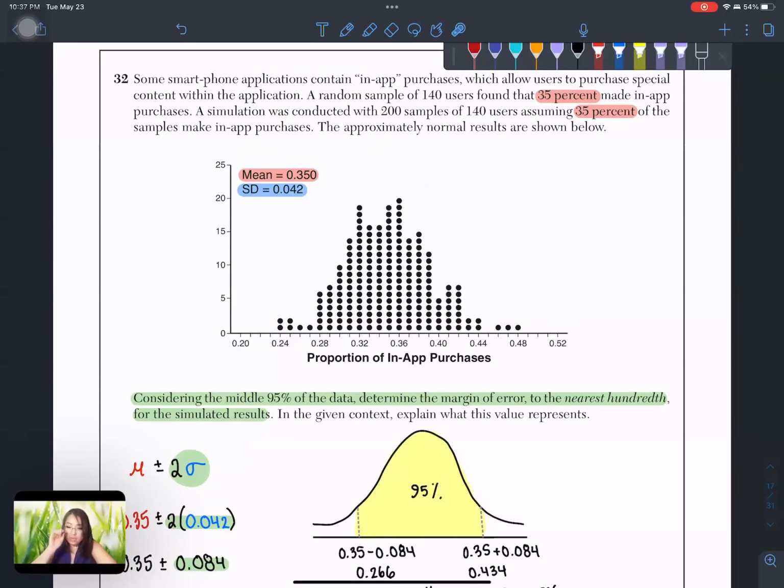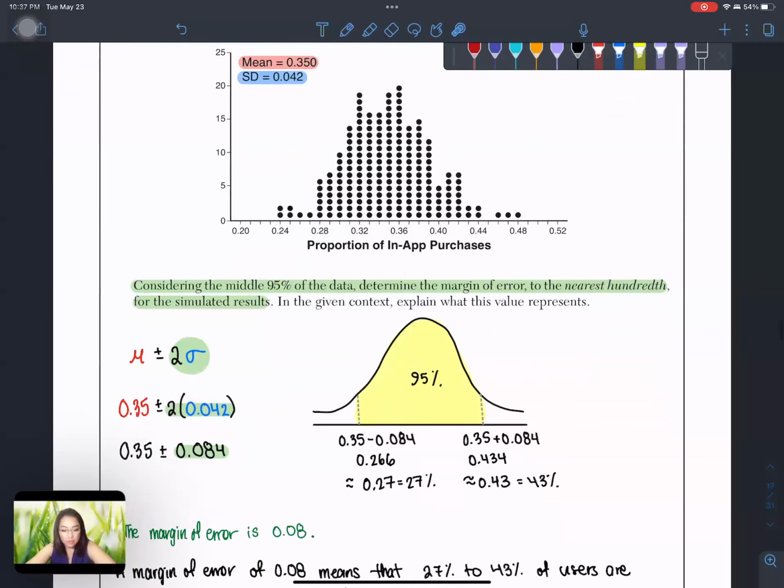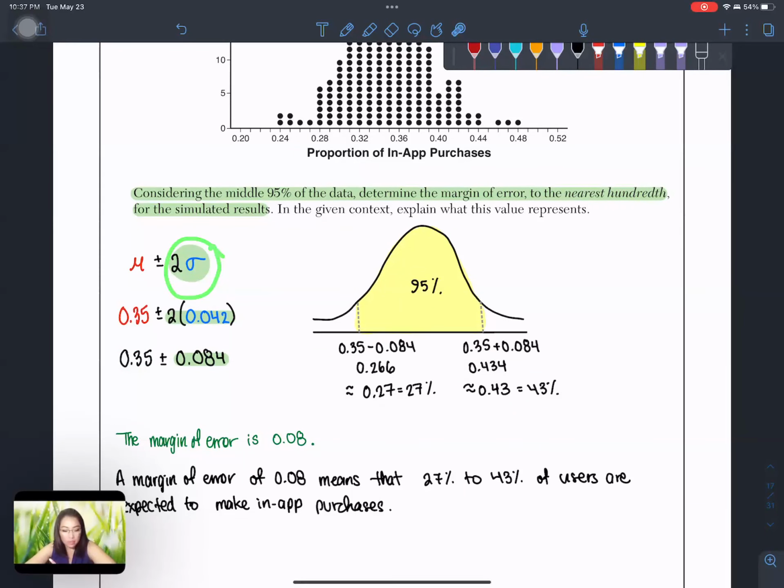32. I had a lot of students ask me about 32. So here's the solution. I'll spend the time now. Considering the middle 95% of the data, what is the margin of error? The margin of error is double the standard deviation. So that's going to be 0.084. The margin of error is 0.08.